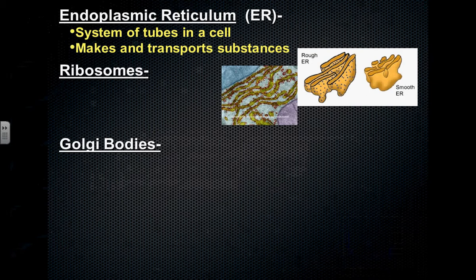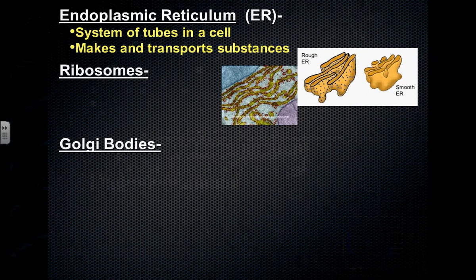There's actually two types of ER. They're called rough ER and smooth ER. This is the rough ER. This is the smooth ER. These dots that make the rough ER rough are actually ribosomes. They're stuck in the surface of the ER. What are they? Ribosomes. The smooth ER doesn't have those ribosomes stuck to it.